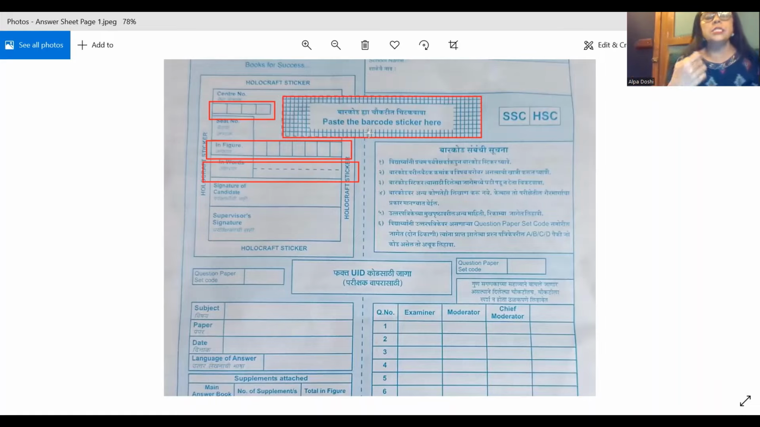While the supervisor is handing over the barcode sticker, make it a point you check the subject as well as your number. All right. So the supervisor is not going to give you the barcode unless you have filled up these details.